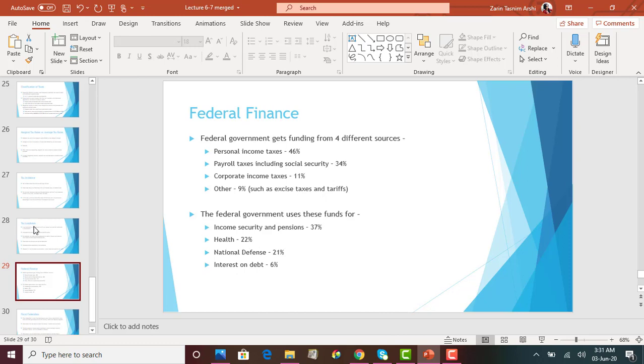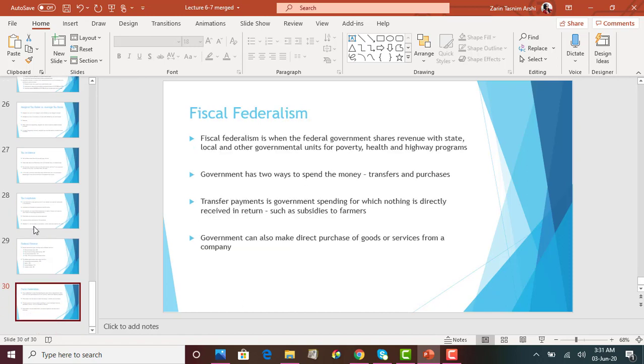This slide gives us a breakdown of the federal government, where they get their money from. 46% comes from personal income taxes, and then using the tax revenue, the federal government uses 37% for income, 22% for health, and so forth. It's just for informational purposes.